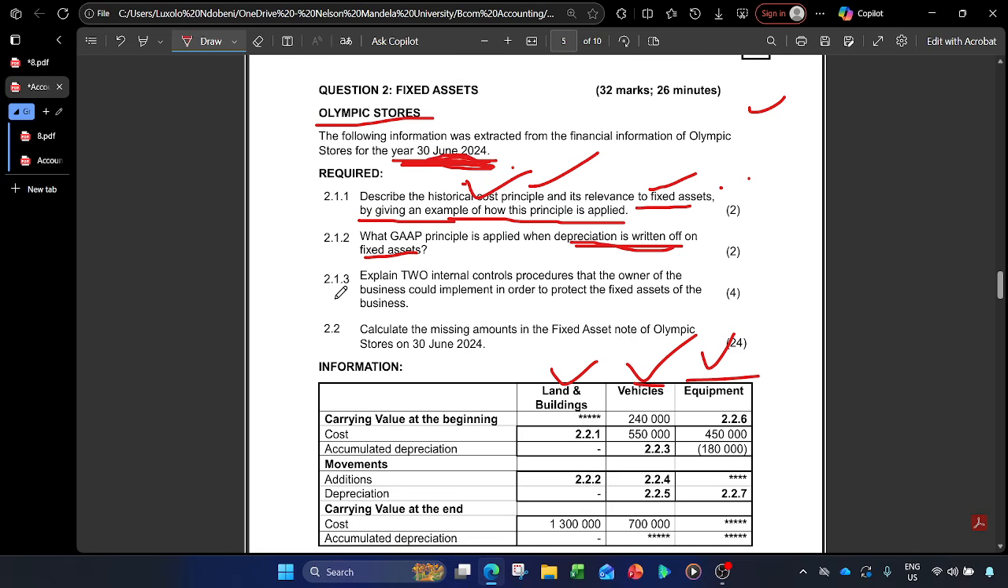So coming to 2.1.3, then it's saying that explain two internal control procedures that the owner, I like this question because they always ask it, especially on paper two, because they know fixed assets appear on paper one and paper two. So on paper two, it's like they also want your understanding, not just any calculations, right? So 2.1.3, explain two internal control procedures that the owner of the business could implement in order to protect the financial assets of the business.